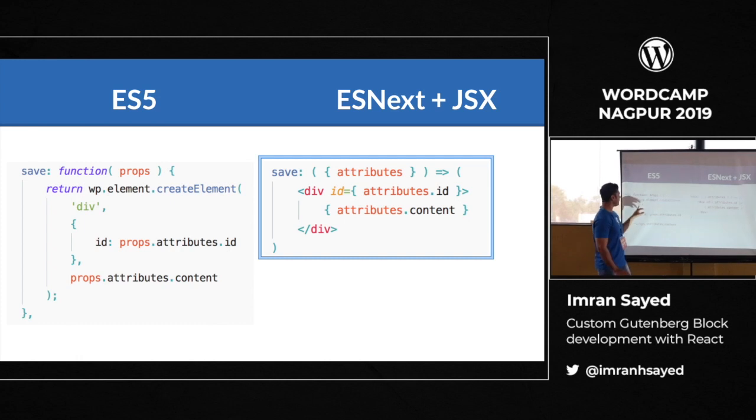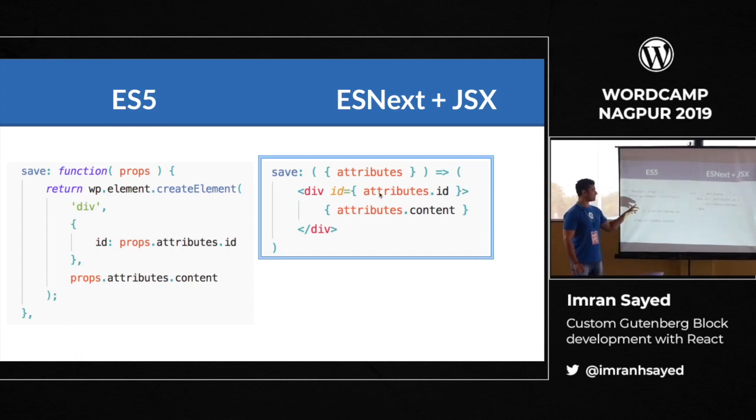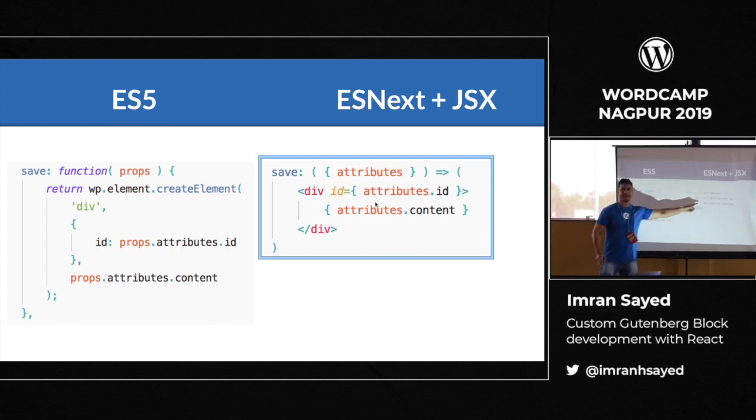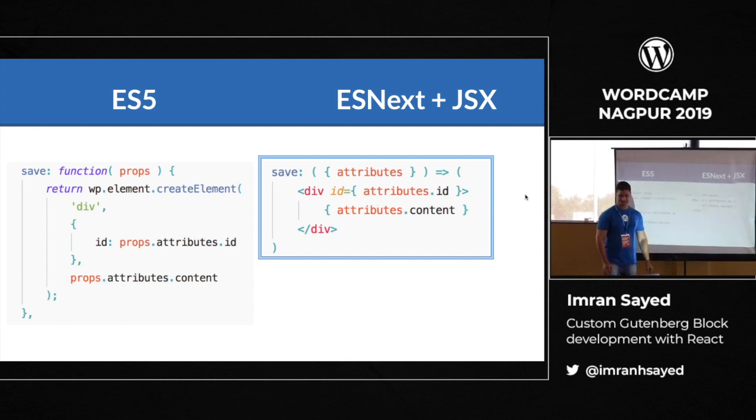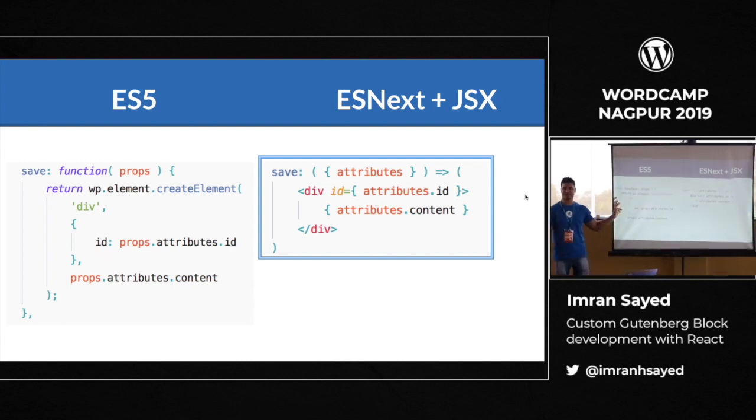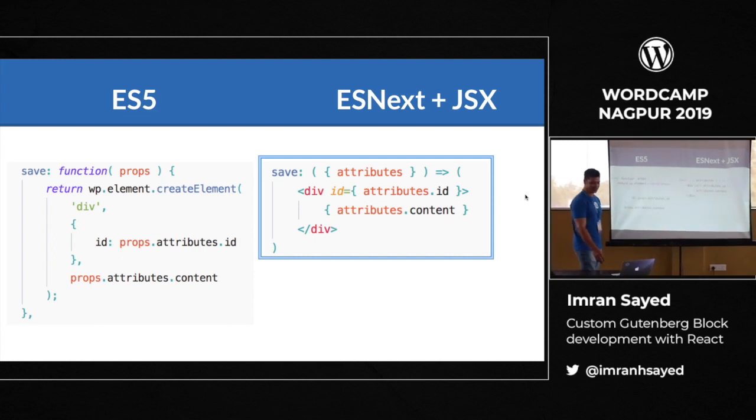So now, instead of writing wp.createElement, wp.createElement, you can just simply write JSX for that. Which one looks better? You guys tell me. The right one, isn't it? Awesome.